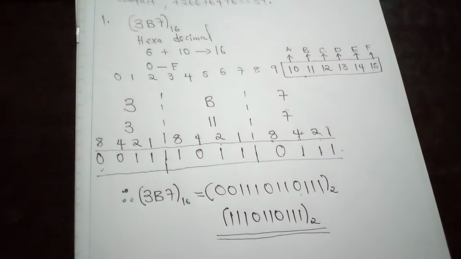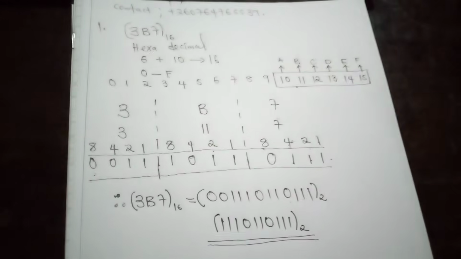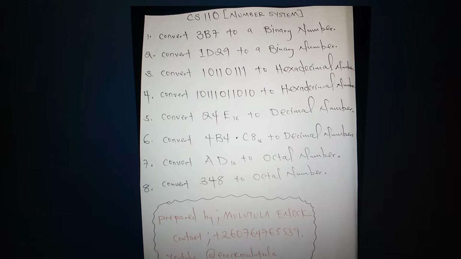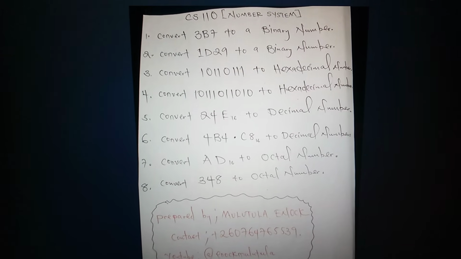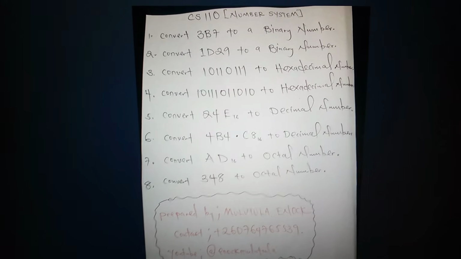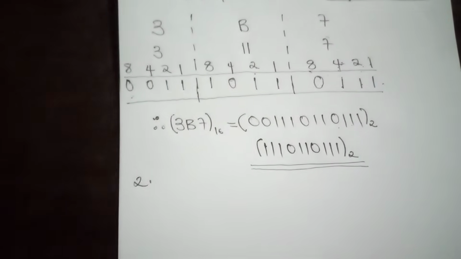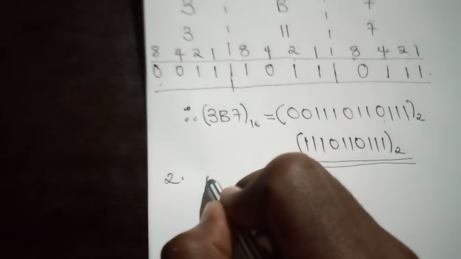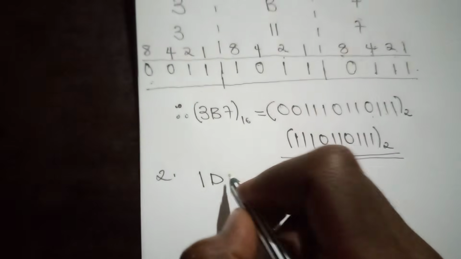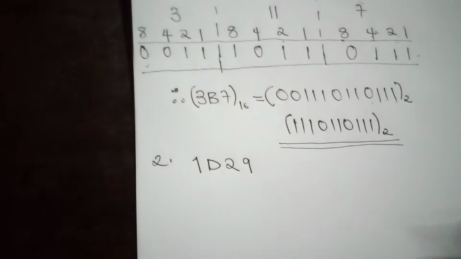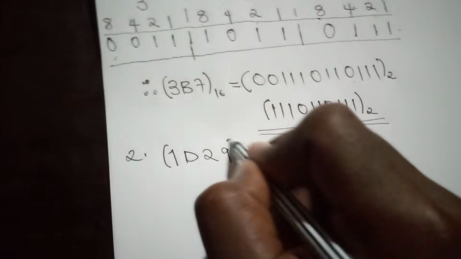So we can proceed to the next question. The next question, they are saying we convert 1D29 to a binary number. So we can also answer that one. We have been given our hexadecimal, that is 1D29. Same procedures. They are saying we convert that hexadecimal to a binary number.